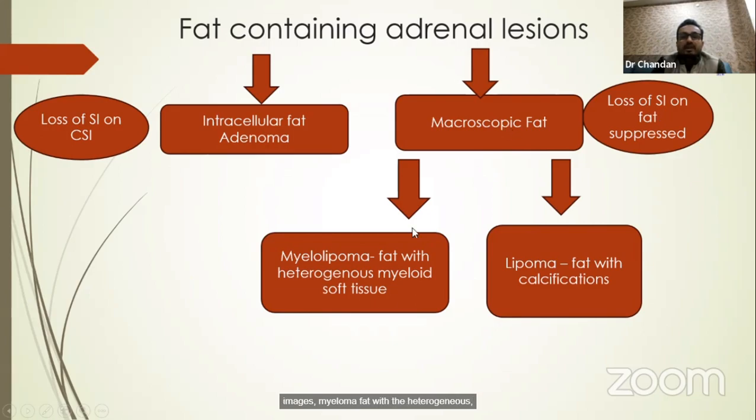Myelolipoma contains fat with heterogeneous myeloid tissue, and the lipoma contains fat with calcification. Both contain the macroscopic type of fat, and only the adenoma contains the intracellular fat, which is showing the loss of signal intensity on the chemical shift imaging.